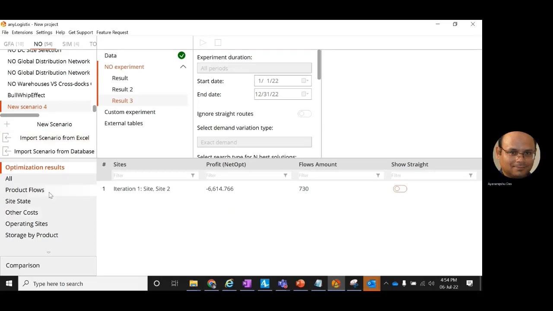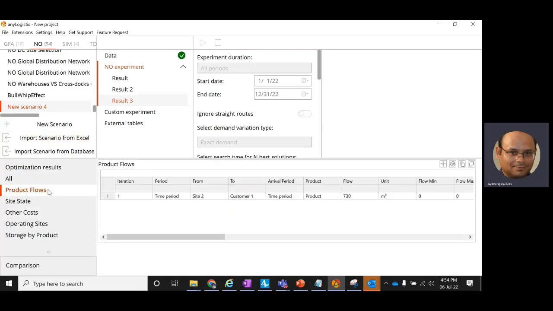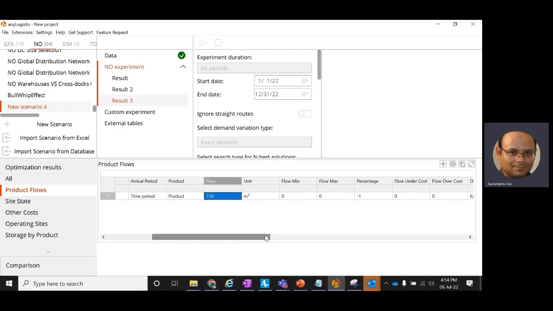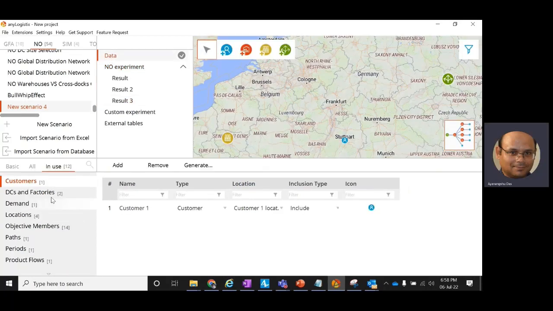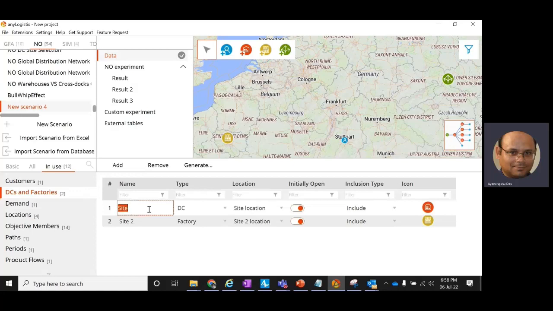Now, if we go to the product flows table in the output, we see that site 2, which essentially is the factory, there is a flow from there to the customer of the amount that we have got in the initial storage. So change the name of the sites to an understandable name so that we can identify them by the names.